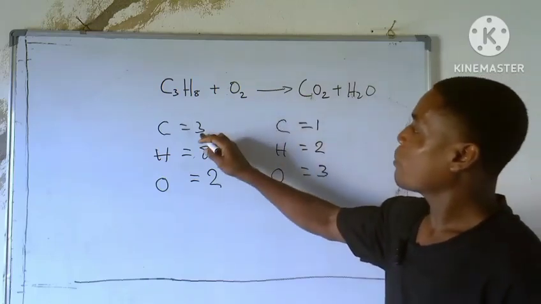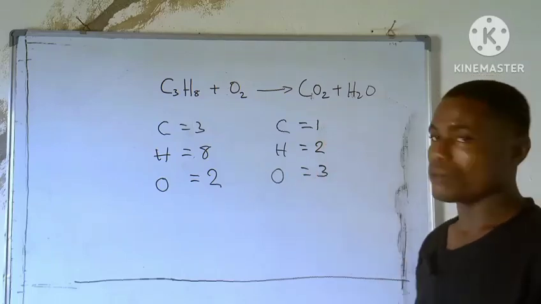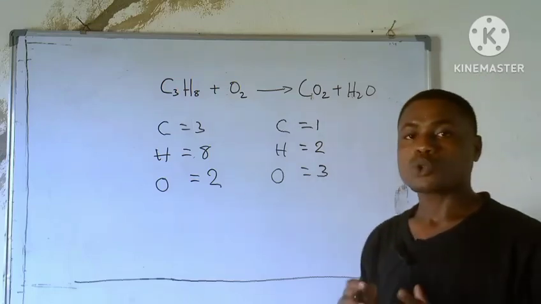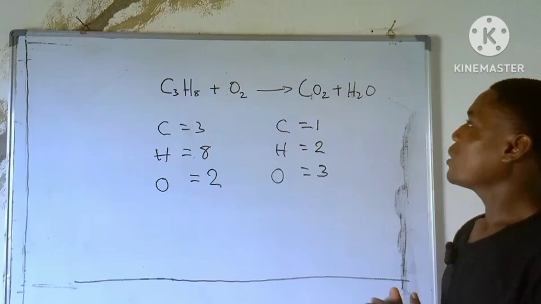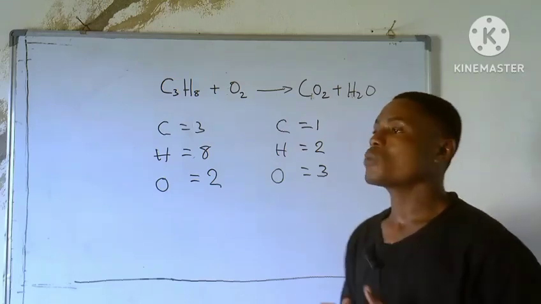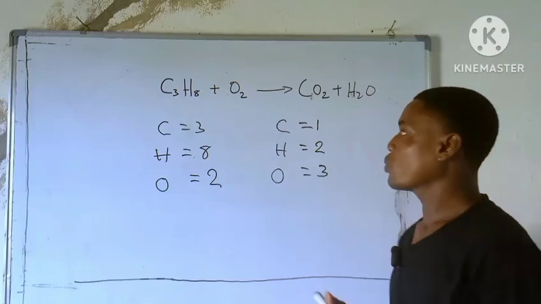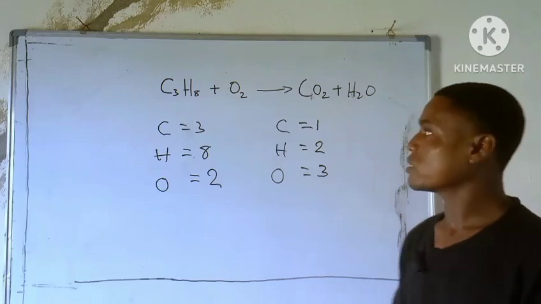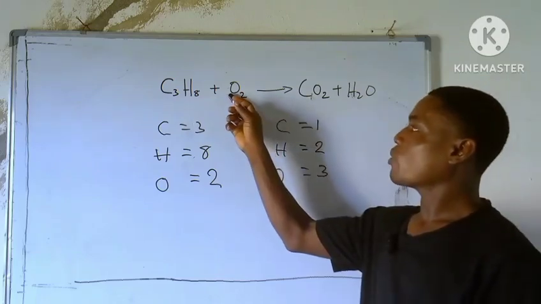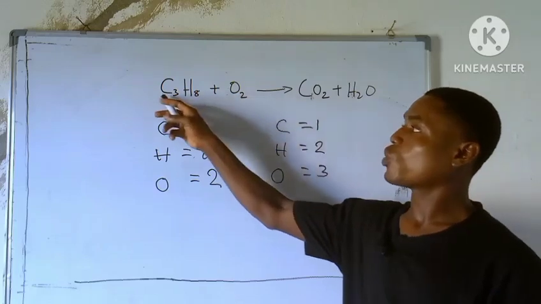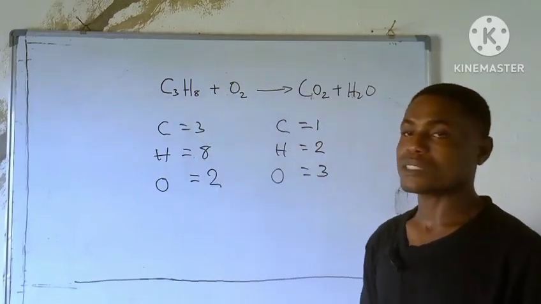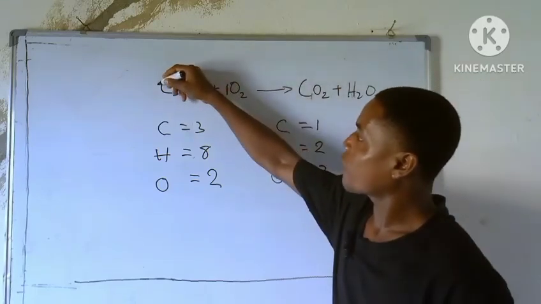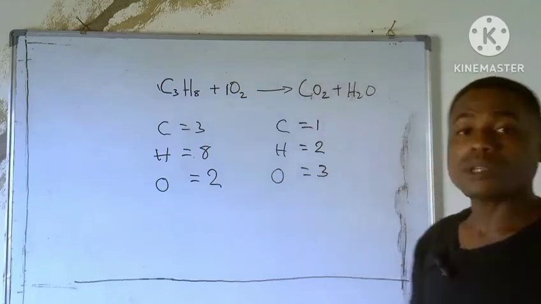Now look at your left side. Carbon, we have 3. At your right side we have 1, meaning the chemical equation is not yet balanced. So what are we going to do? Take note, when we are balancing chemical equations, we normally change the coefficients. Are you getting it? The coefficients are the numbers at the back of any element or any compound. We have 1 here. Also, we have 1 here. We have 1. No need of writing it.